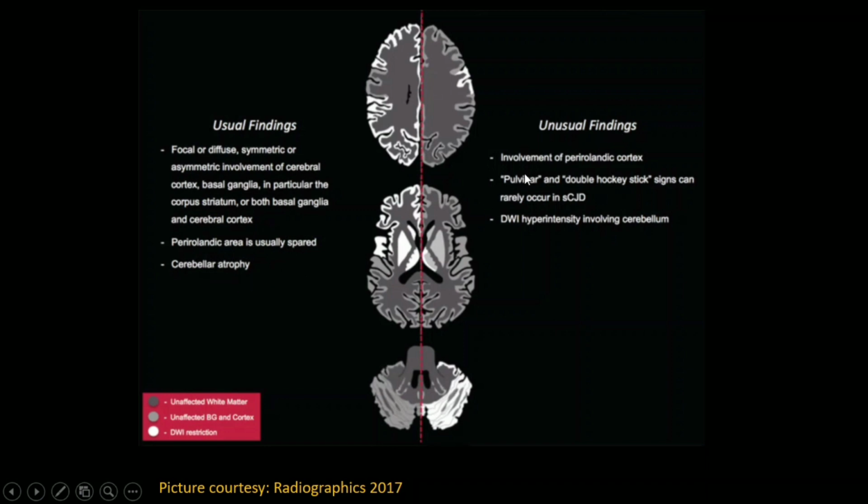Unusual findings may be involvement of the perirolandic cortex, pulvinar, and double hockey stick sign can rarely occur in sporadic CJD. DWI hyperintensity involving cerebellum may also be observed.